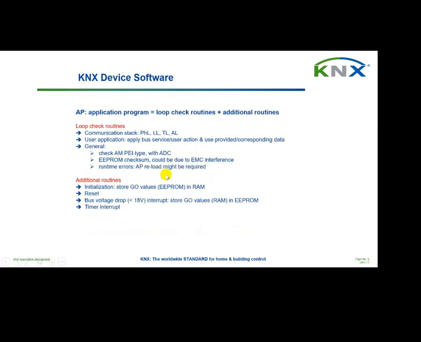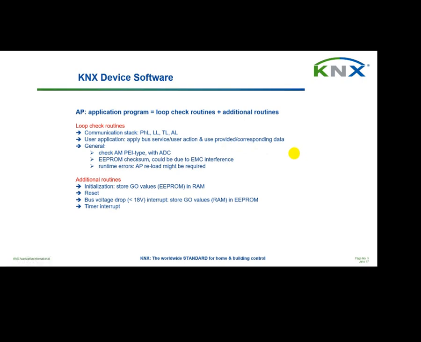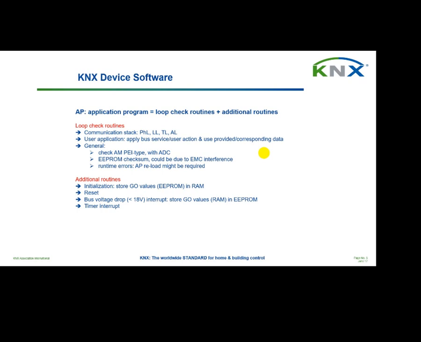Okay, KNX device software. First of all, there is the application program, which is a combination of two parts. There is a loop with check routines and some additional routines. That means this application program is in a constant loop, and within that loop there are check routines that are applied, and besides the check routines in the loop, there are also some additional routines. So what are the loop check routines?